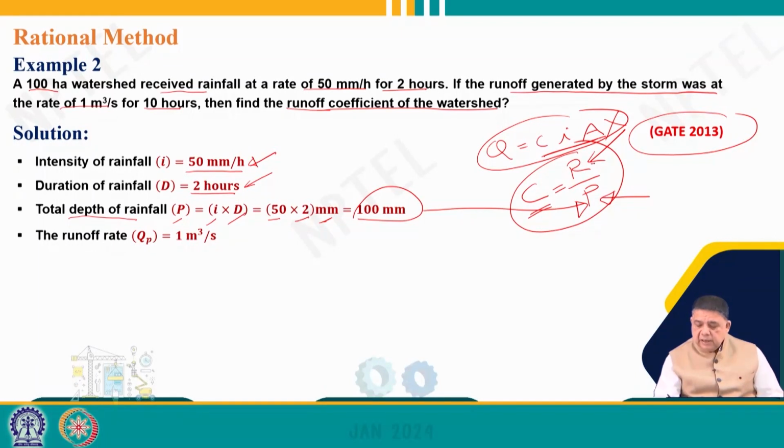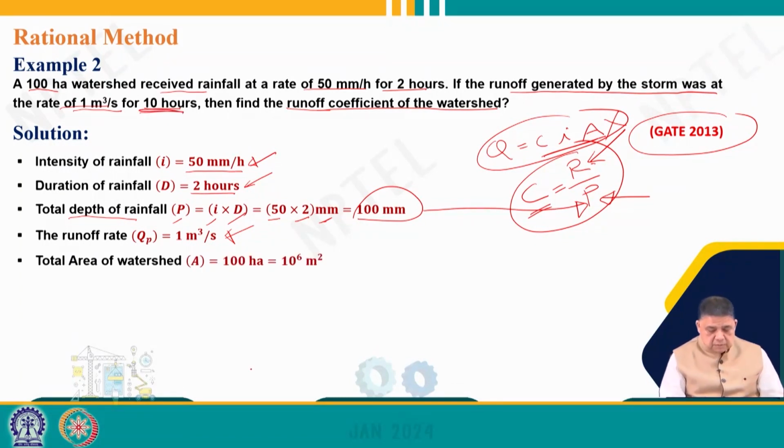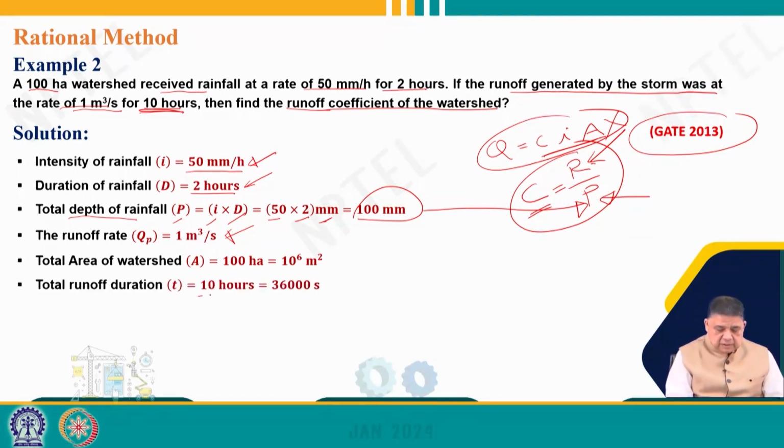Now comes the numerator R. The runoff rate is given as 1 cubic meter per second. The duration is given as 10 hours. The watershed area is given as 100 hectares. So 10 hours we convert into seconds, which comes out to be 36,000 seconds, and the watershed area of 100 hectares comes out to be 10 to the power 6 square meters.